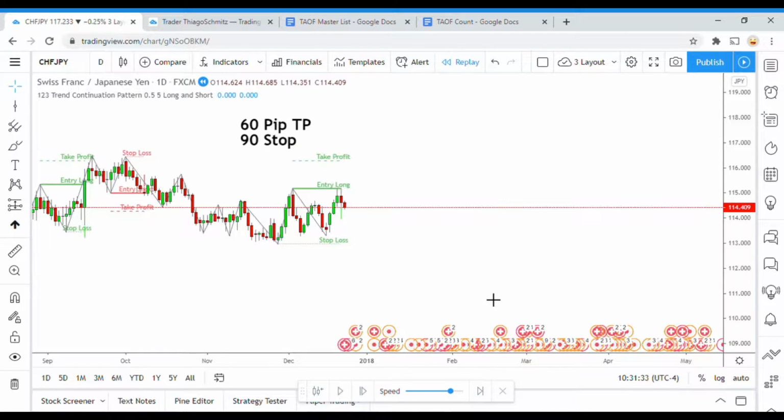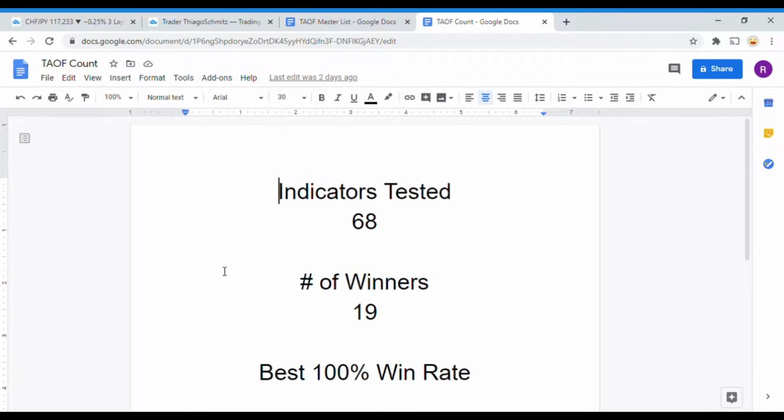Alright, as I said, today we'll be testing the 1, 2, 3 trend continuation pattern indicator. But before we do, I wanted to put the indicator scoreboard up for everyone to see. So to date, we have tested 68 indicators. And out of those 68 indicators, 19 of them have been winners, which means that they have met or exceeded our 60% win-loss ratio threshold that we have set for them. The best one so far was able to achieve a 100% win rate.